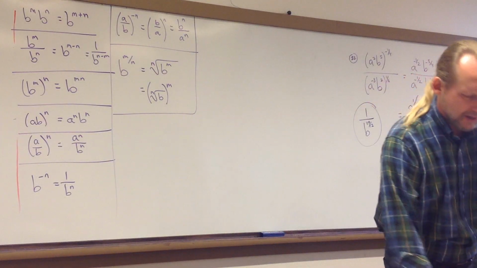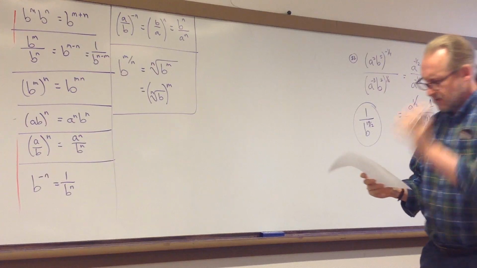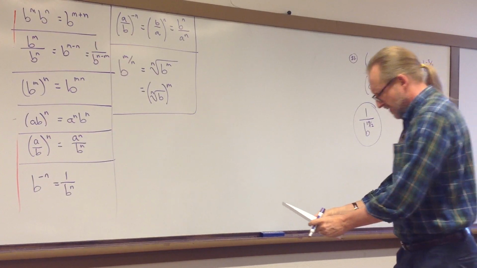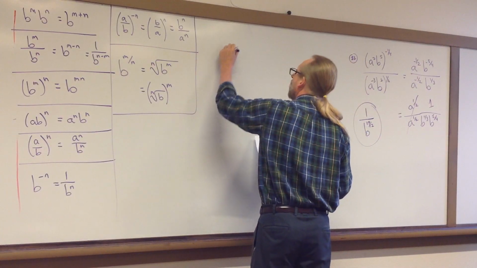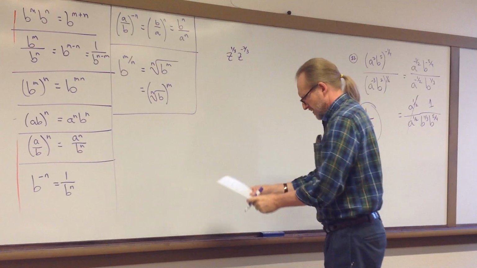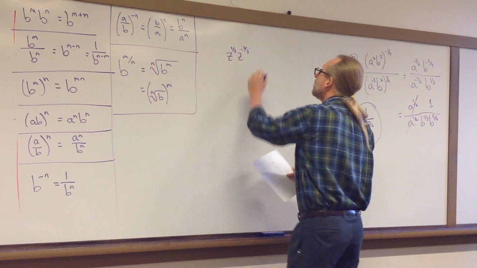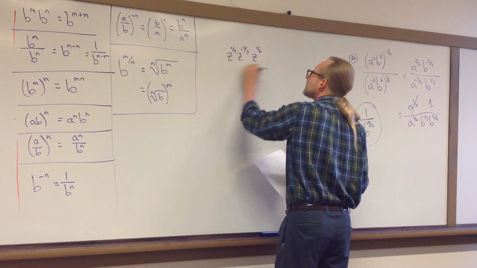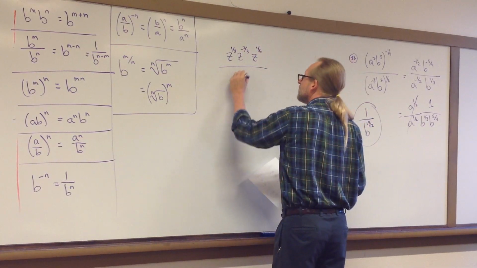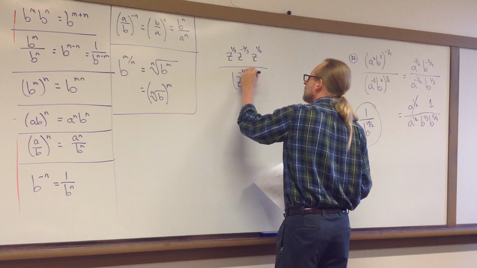And there's one more on here. Let's see what that one looks like. Z to the 1/3, and then negative 2/3, and then 1/6. And on the bottom, z to the negative 1/6 cubed.